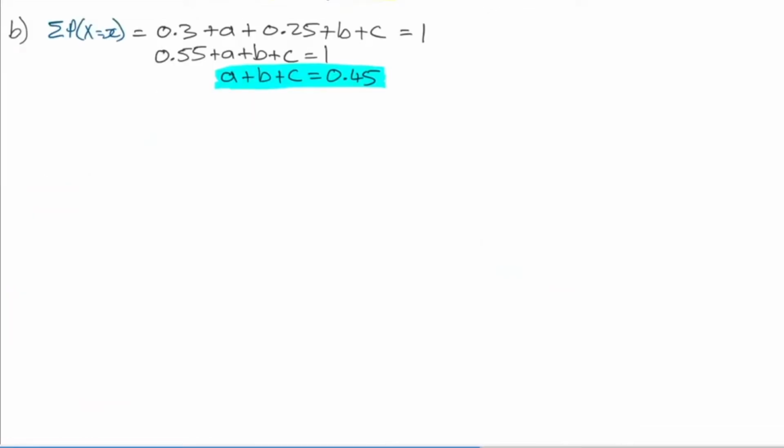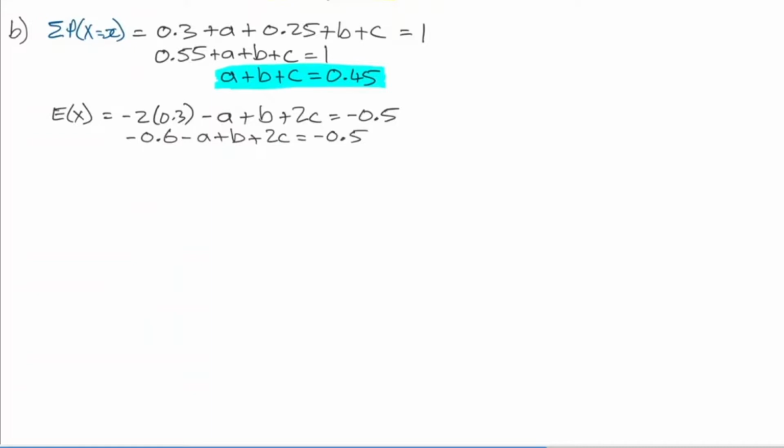I can get another equation from the expectation of x. So each of the x values multiplied by the corresponding probability, and then we'll sum all of those product pairs together. So we get -2 multiplied by 0.3, -1 multiplied by A, 1 multiplied by B, and 2 multiplied by C. And all of that we know already should equal -0.5. Once again, let's rearrange and simplify, and we get -A plus B plus 2C equals 0.1. That's two of the equations to help us solve.